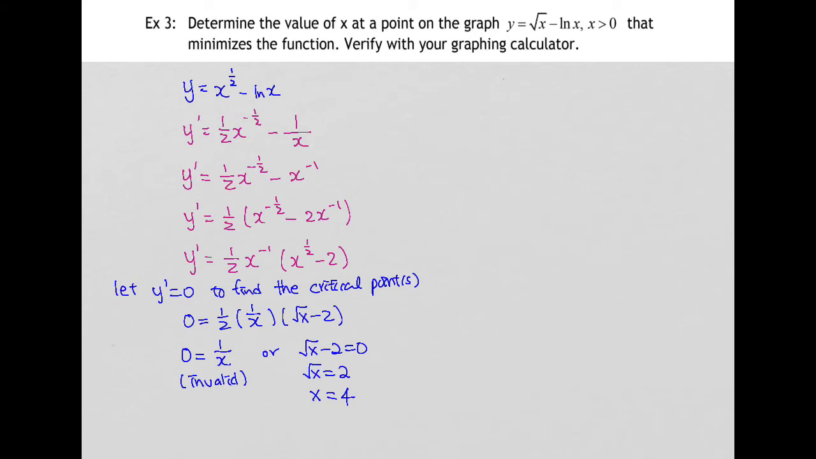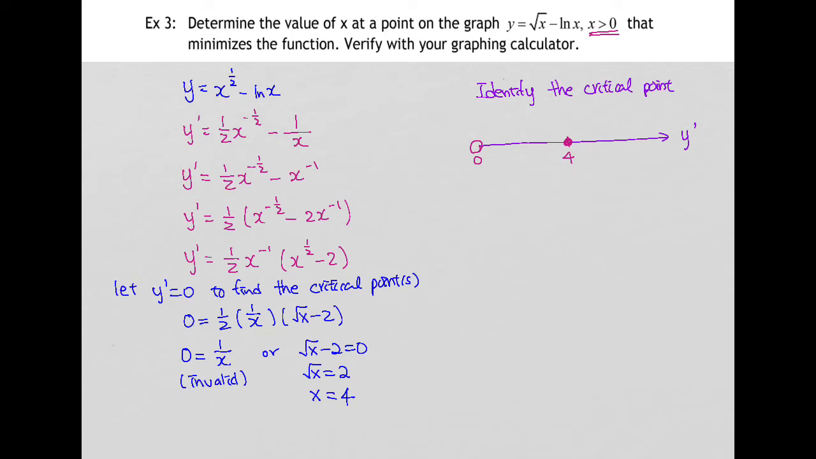Now we know there is a critical point at x equals 4, but we also need to identify what kind of critical point we have. First, we draw a number line that represents the y prime. Next, we put all the critical points and restrictions on the number line. From the function, we already know x can only be greater than 0. So let's put 0 here, and that's an empty dot. And there is a critical point 4 right here.